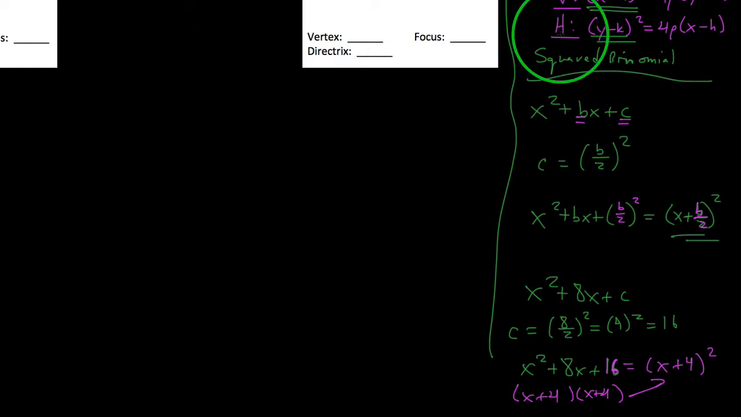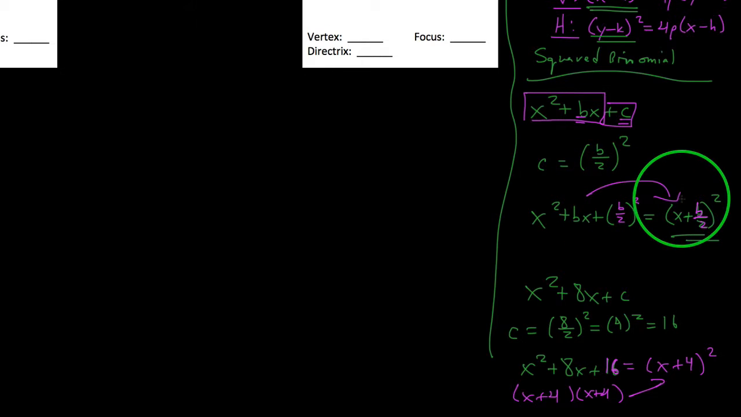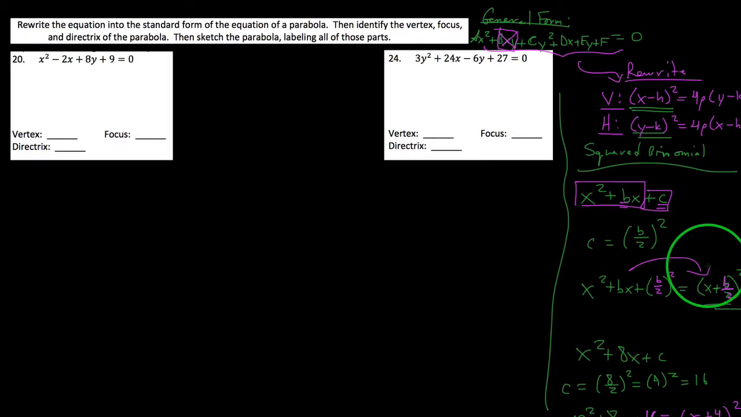So our primary goal is going to be, at least with the variable that is of the squared type, to rewrite it so that its constant is equal to half the middle term squared, so that we can rewrite it as a square of a binomial. Because if we can write it as a square of a binomial, then we'll be further along towards this standard form of an equation of a parabola. Okay, so let's consider number 20 here. The very first thing that I want you to consider is this, that it is in general form and not in standard form.